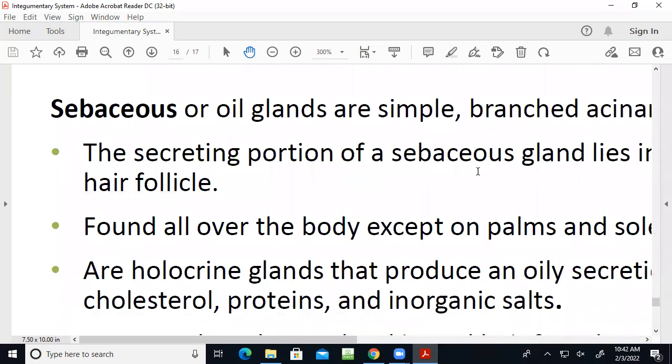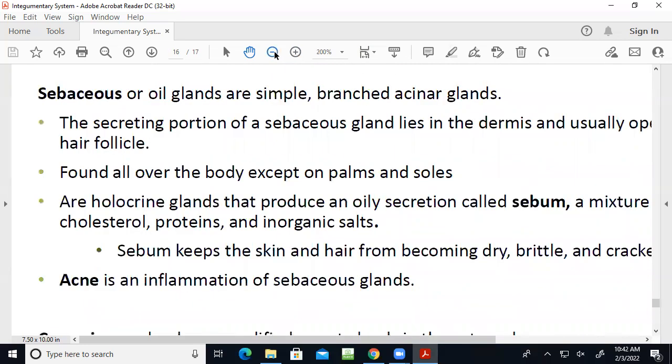Also going to talk about our sebaceous or oil glands, which I've already referenced.